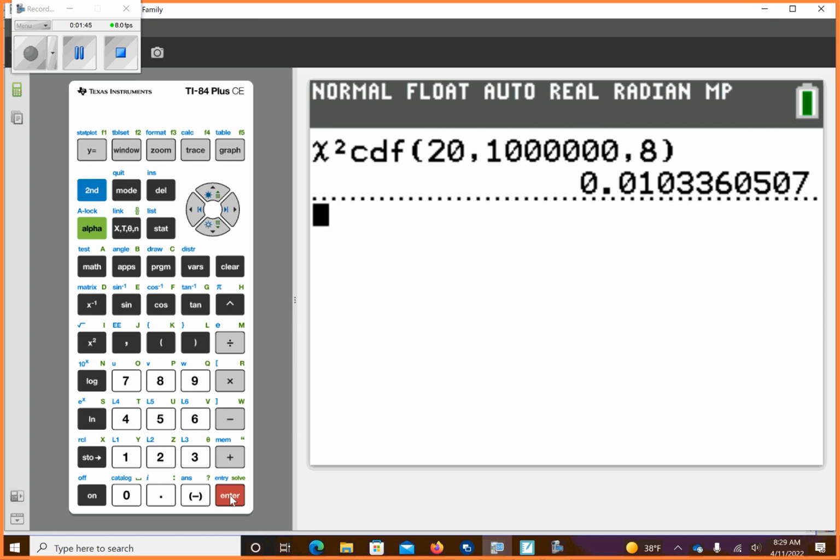So depending upon what our null hypothesis and alternative hypothesis would be. All right, so clear that.